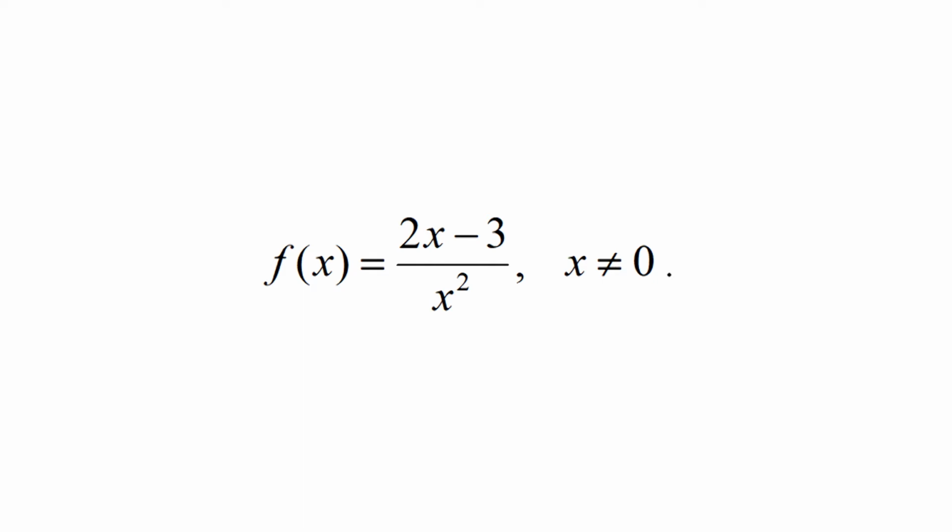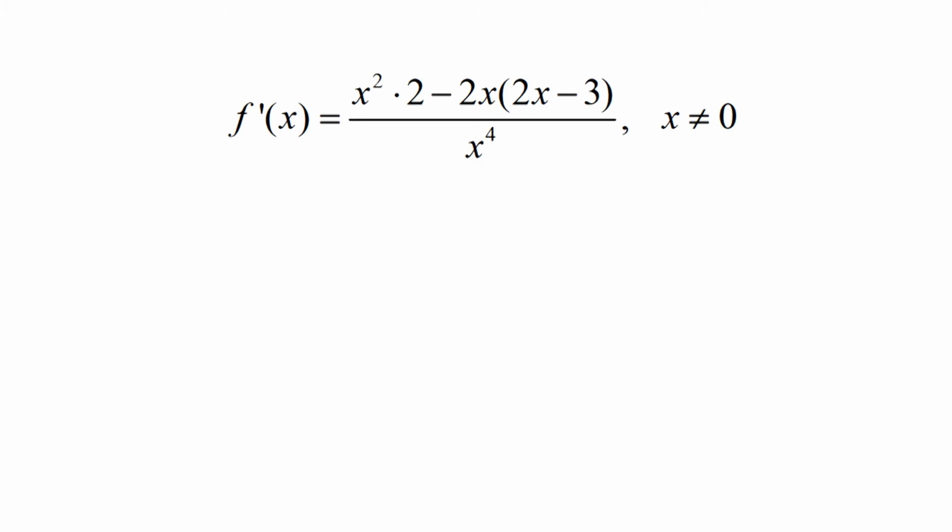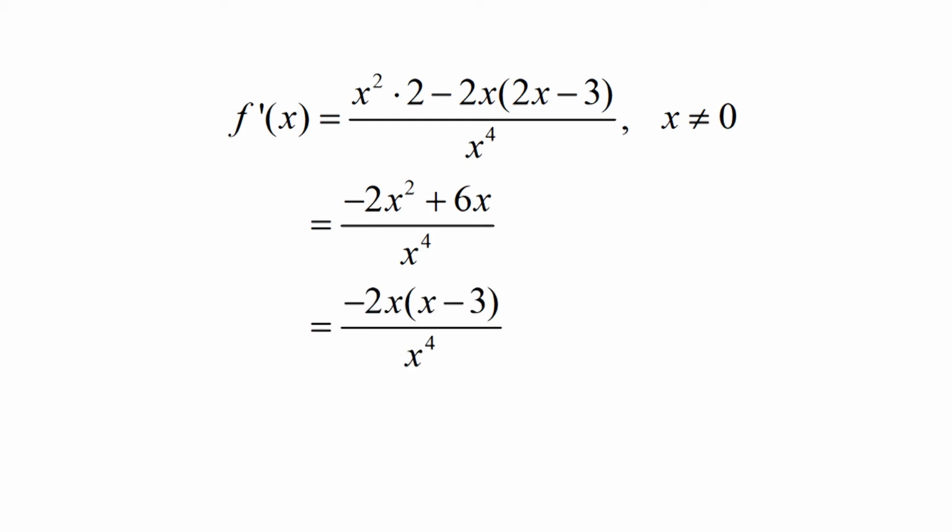Differentiating the above with respect to x by applying the quotient rule gives f dash of x equal to (x square into 2 minus 2x into 2x minus 3) whole divided by x to the power 4 for x not equal to 0, which is equal to (minus 2x square plus 6x) whole divided by x to the power 4, which is equal to minus 2x into (x minus 3) divided by x to the power 4, which is equal to minus 2 into (x minus 3) whole divided by x cube for x not equal to 0.